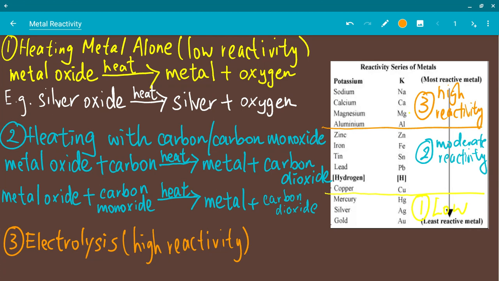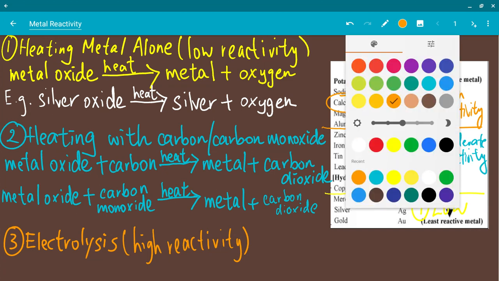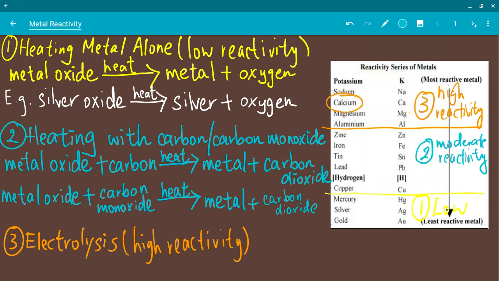Say, for example, if I want to extract calcium, and I do methods 1 or 2, will I be able to extract calcium? The answer is no. The only way to extract calcium would be to do electrolysis. So there are no shortcuts for this. Also in the previous video, I talked about the word equations, so you'll need to keep this in mind when we do the questions.